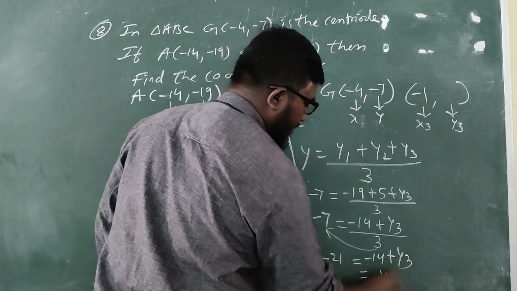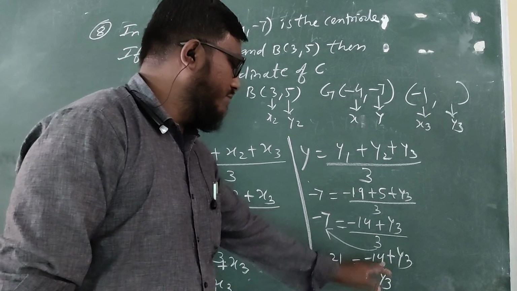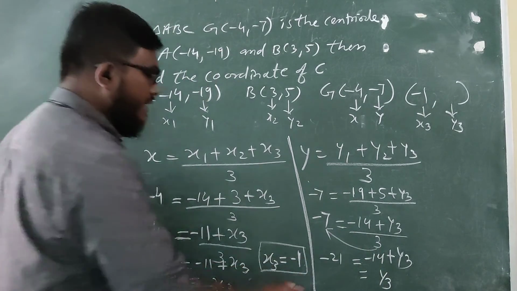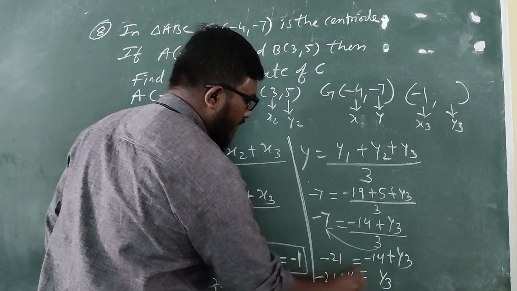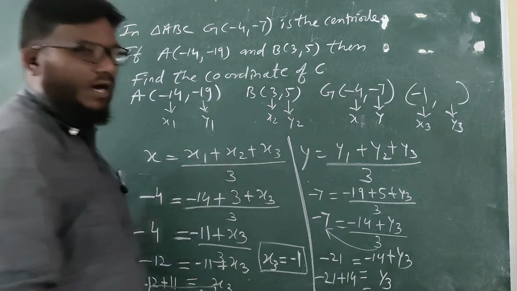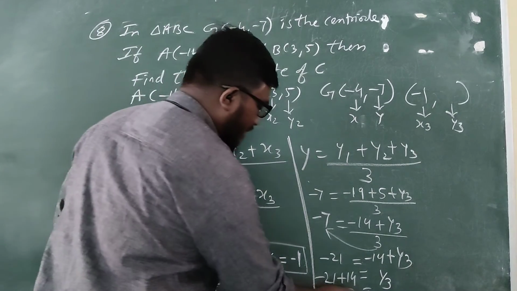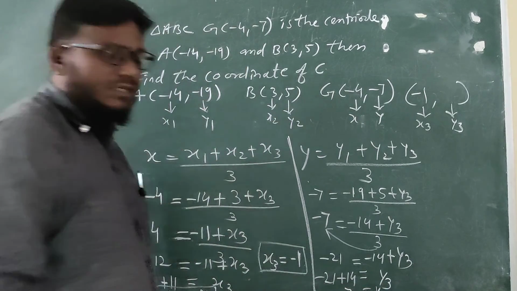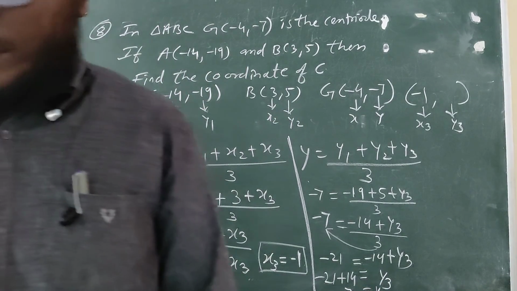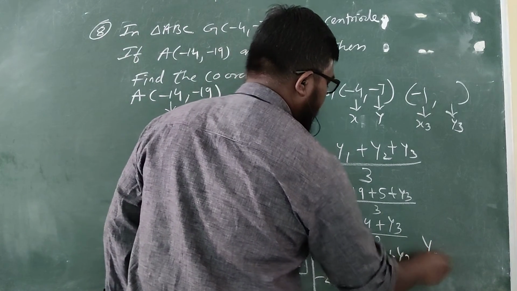Then y3 keep as it is because we have to find y3, and we have to bring this minus 14 to the other side. This minus 21 plus 14. Now minus 21 and plus 14 will become minus 7. y3 is equal to minus 7. Like this we have to find the values of x3 and y3.